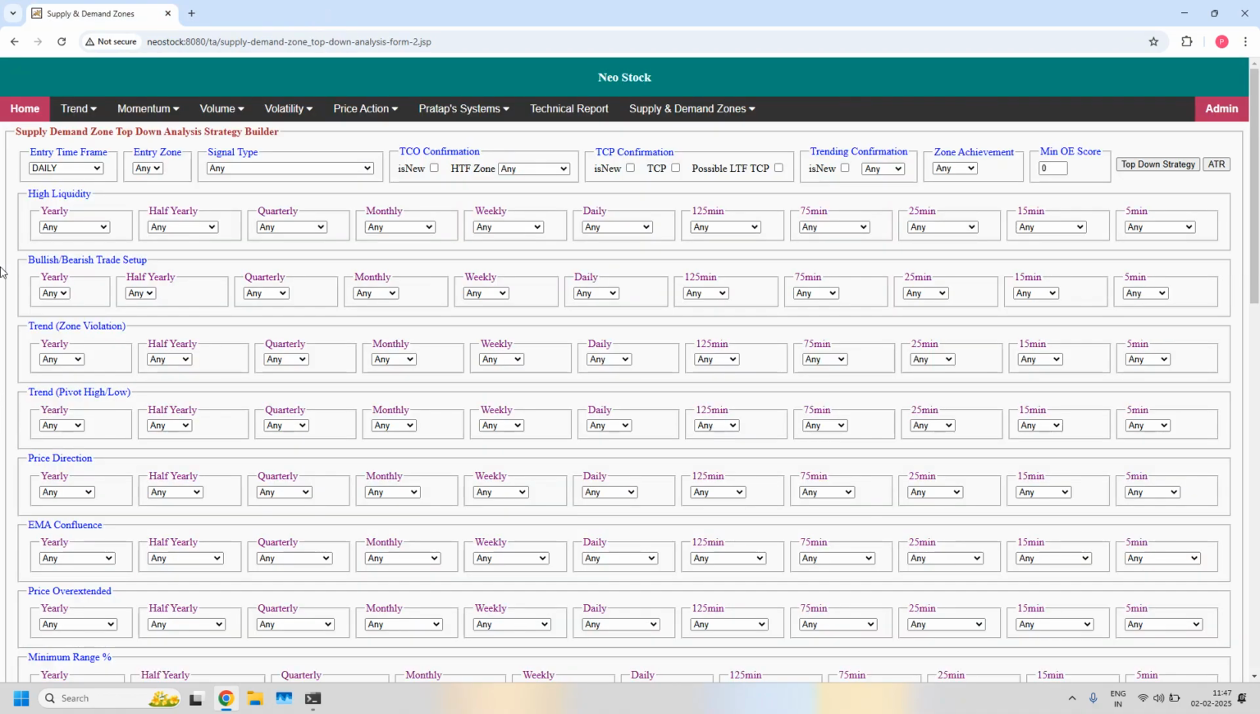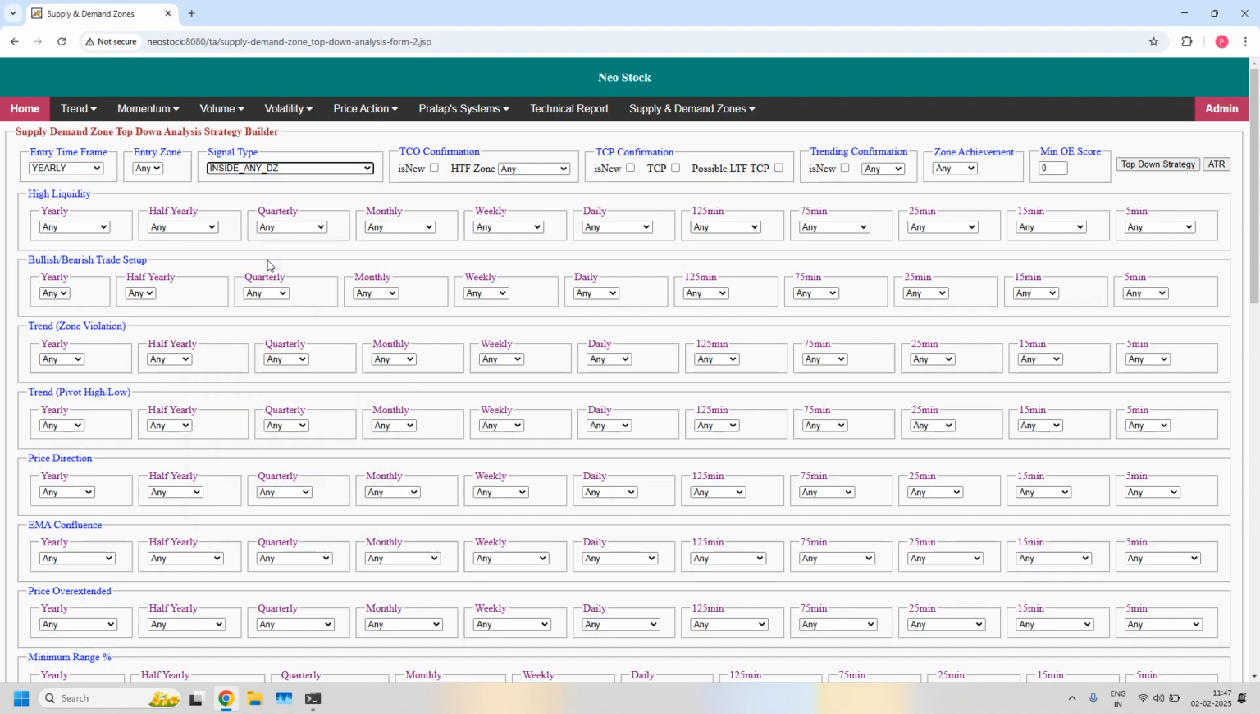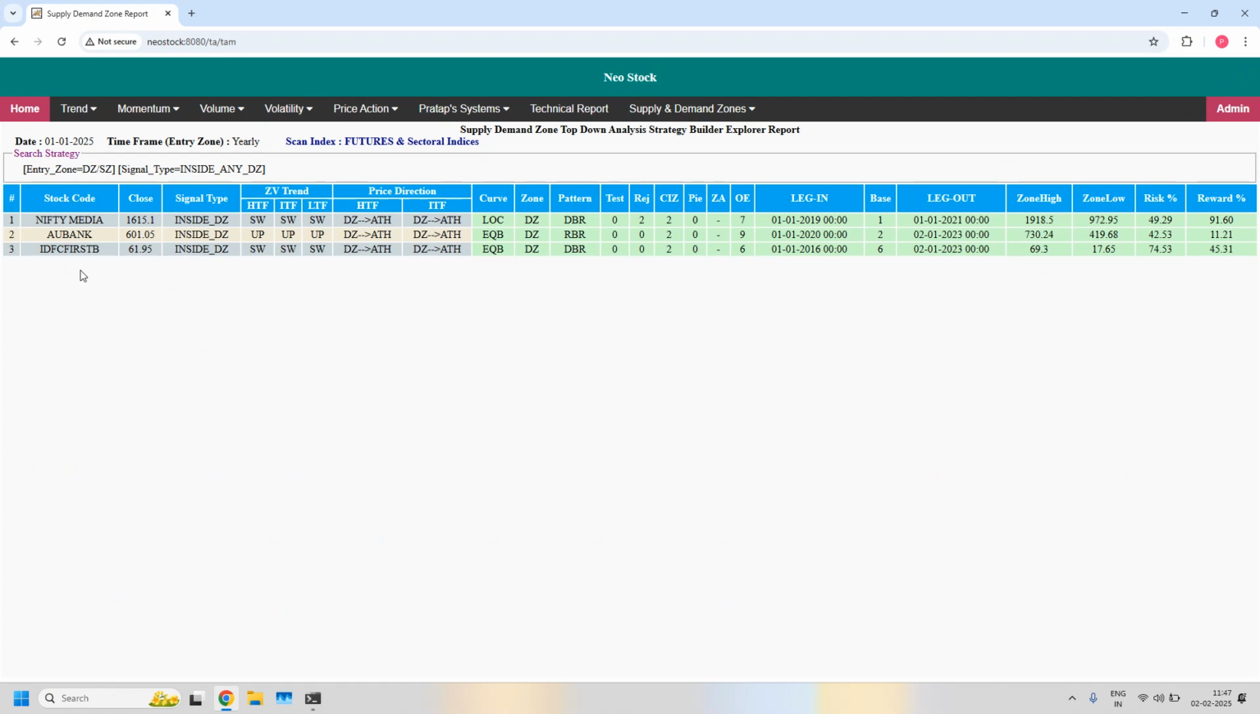Okay, first I'm going to generate stocks closed inside the yearly demand and supply zones. So yearly time frame, price closed inside the yearly demand zone. We got 3 stocks.